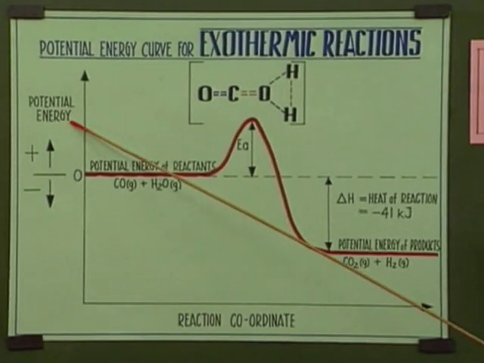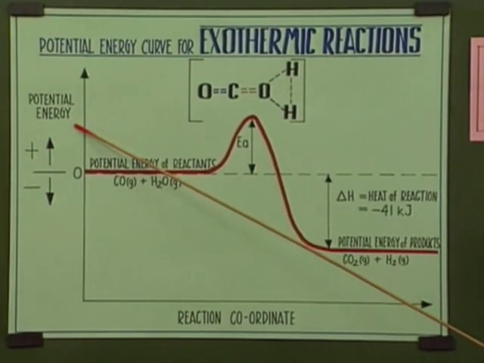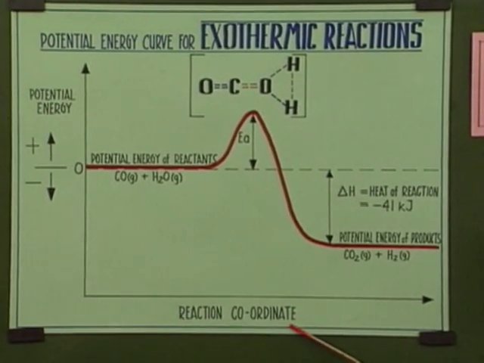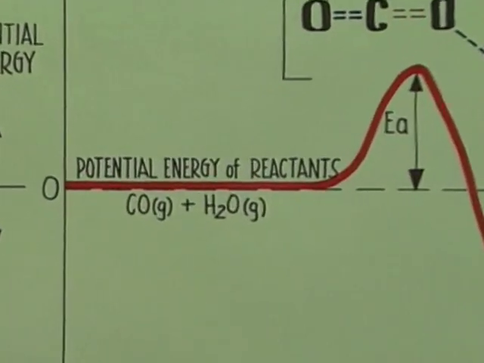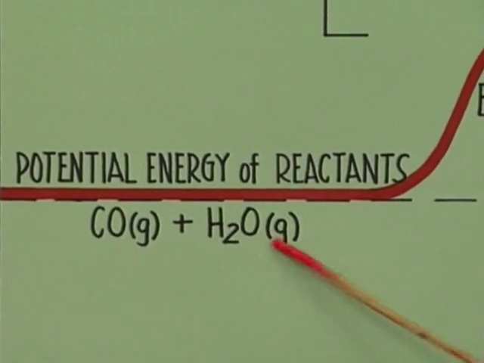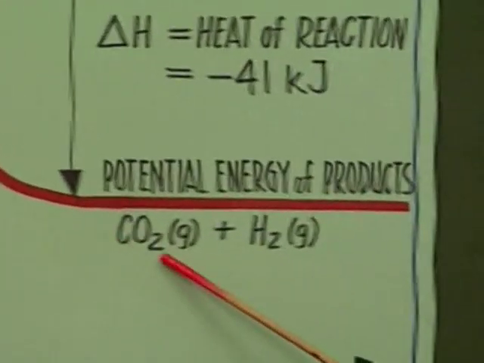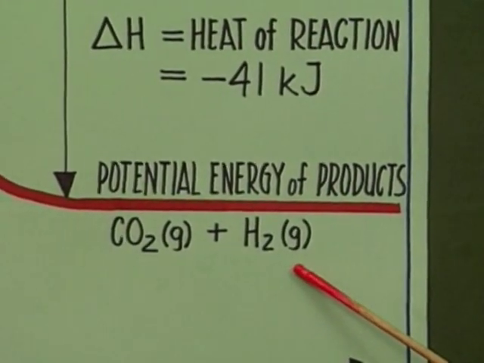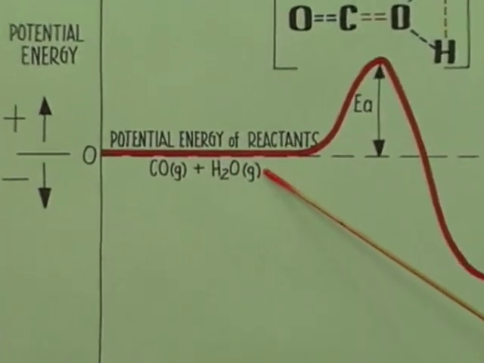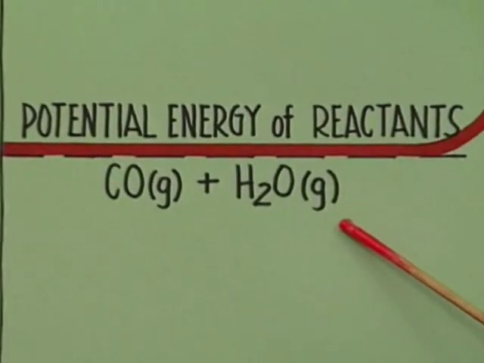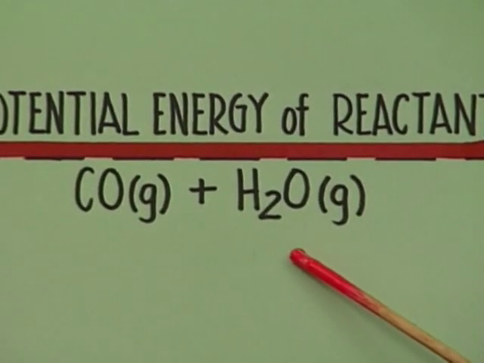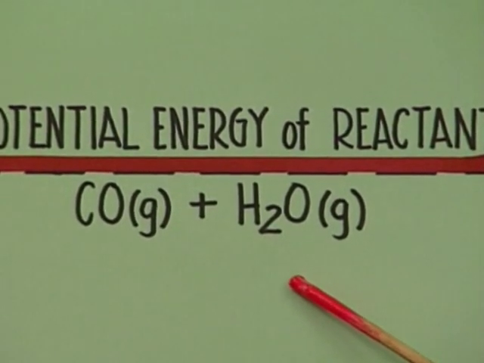On the vertical axis, we plot the potential energy of the system, and on the horizontal axis, we plot the reaction coordinate, which tells us how far the reaction has proceeded from the initial reactants, carbon monoxide gas and water in the gaseous phase, to the final products, carbon dioxide gas and hydrogen gas. Initially, when the reactant particles, carbon monoxide gas and water in the gaseous phase, are far apart, the potential energy of the system is simply the sum of the individual potential energies of carbon monoxide and water by itself.